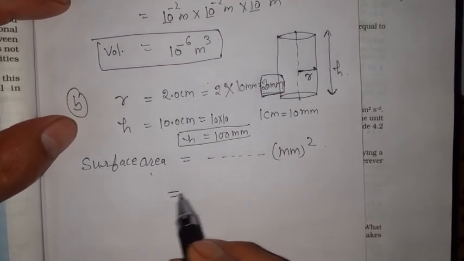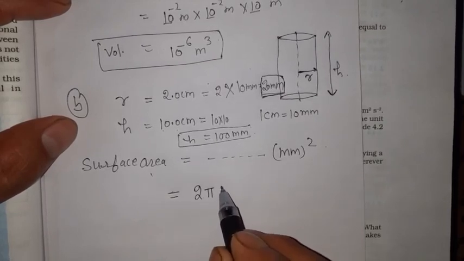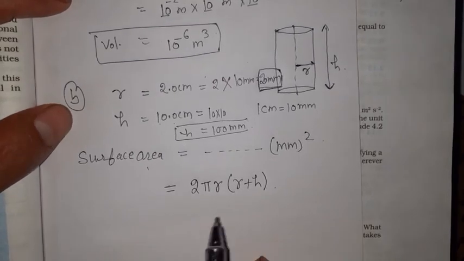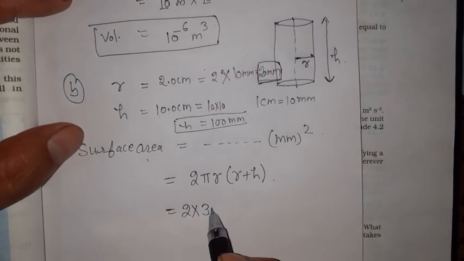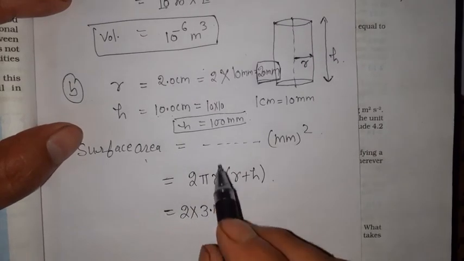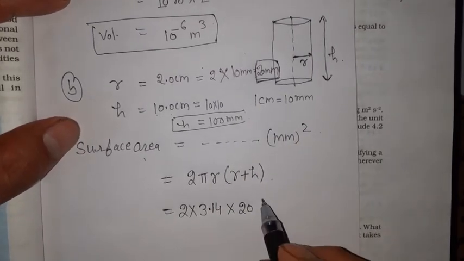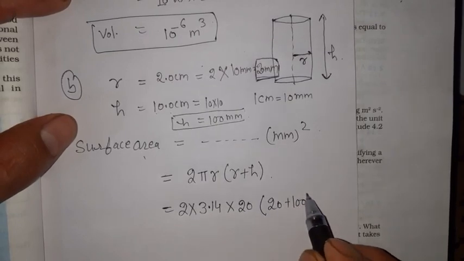Now what is the formula of surface area? So student, the surface area for a solid cylinder is 2 pi r (r + h). Okay, this is the formula for the calculation. Now 2 is as it is, the pi value is 3.14, and the r value is 20, so we have converted it into mm, so it is 20 mm into (20 + 100).